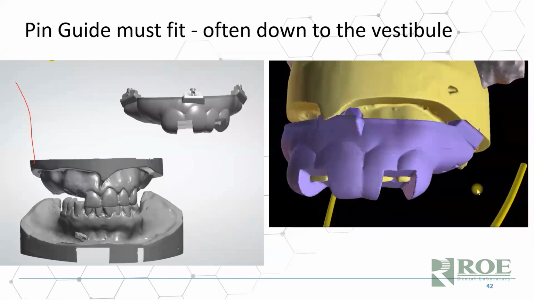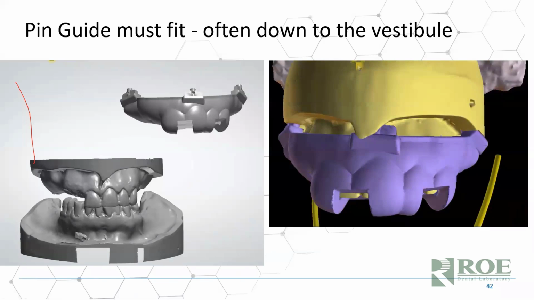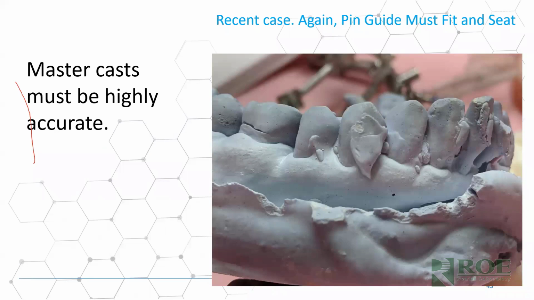As you can see on the left, that case is going to require a lot of bone reduction. The pin guide is going to seat deeply, and therefore we don't want to guess where the tissue is, where the support for that pin guide is. So please try to capture a full land area impression, and make sure that the impressions are very accurate.